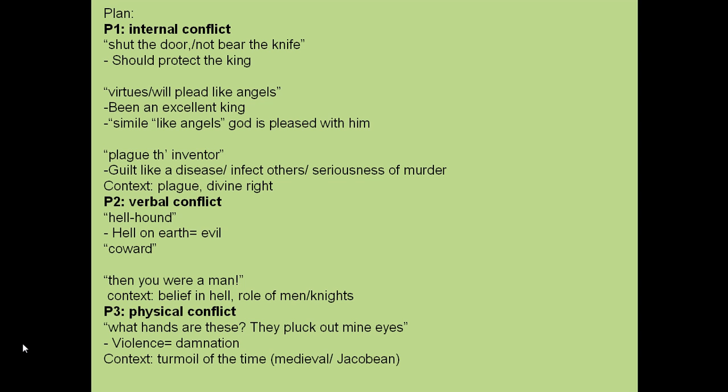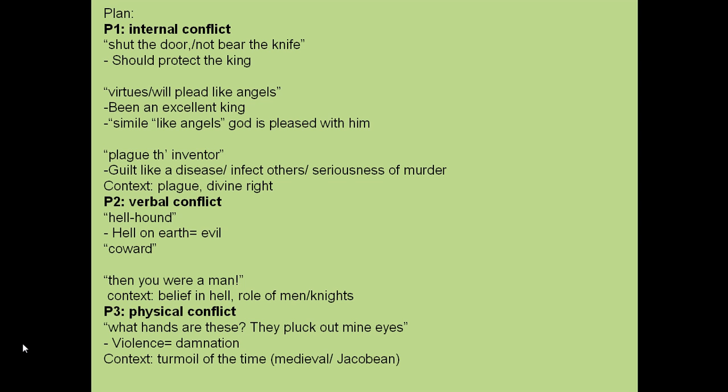And underneath each one, you can see I've included context. And obviously, I will expand on that in my answer, which you can see in the next video. But it talks about the idea of the plague. It talks about divine right. When we talk about verbal conflict, we talk about this idea of the actual belief in hell, and the role of men, role of knights. When we look at our physical conflicts, as you can see, we look at the turmoil of the time. So this idea of the medieval period in terms of lots of conflicts and battles, particularly up in Scotland, but also obviously in reference to the succession of James I to the crown and the uncertainty that brought with it as well. That's how I plan my work.